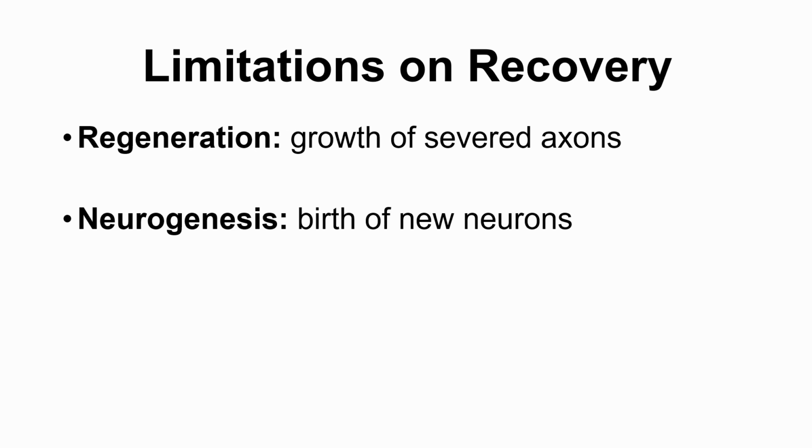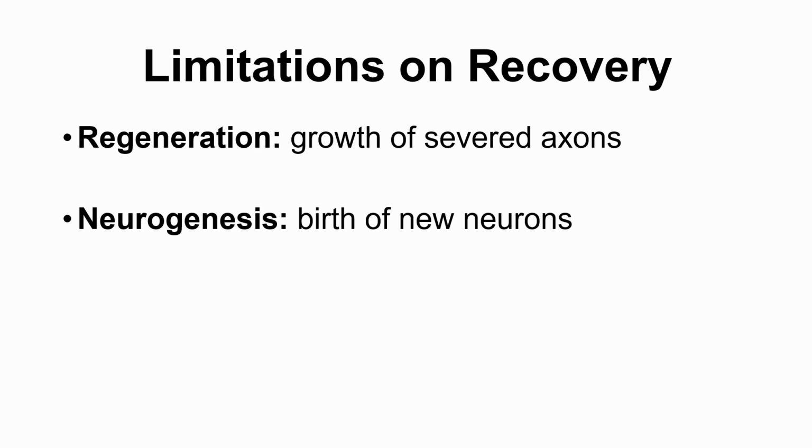So, if those are the two most common ways that the brain can suffer damage, how do we potentially recover from this kind of damage? There are two major things that we need to look at here. The first is regeneration, where severed axons can regrow. This does occur occasionally in mammals, especially in the peripheral nervous system. Inside the central nervous system, it's a lot more complex.